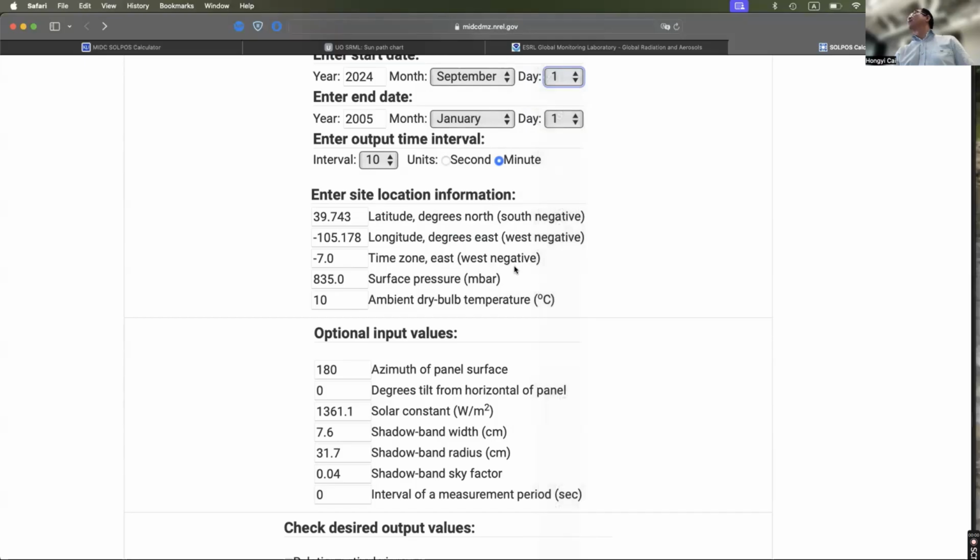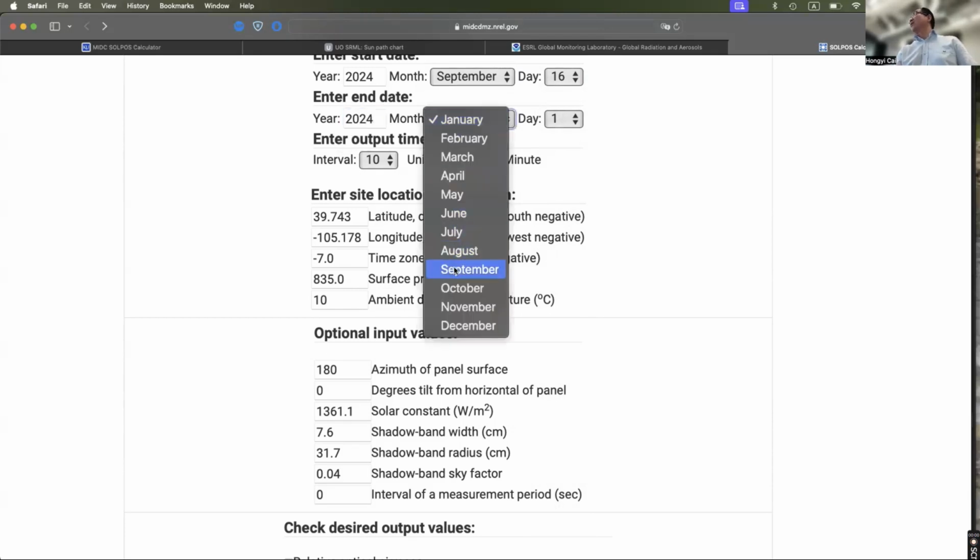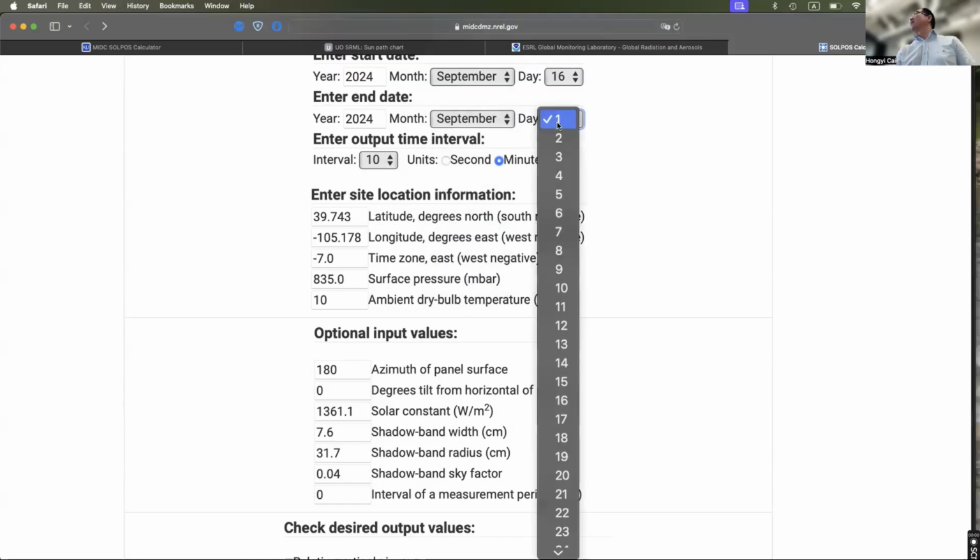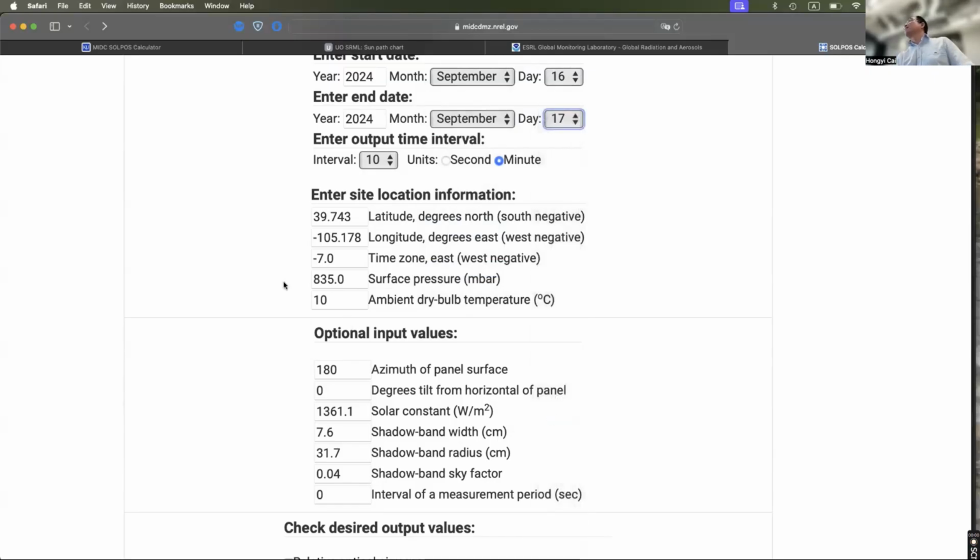16th and the date. Maybe should I specify a different date? I don't know. Let me try. Let's say 17th. Should not be on. Let's do hourly.